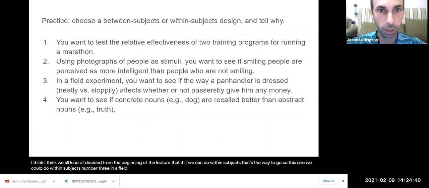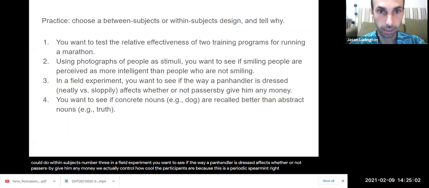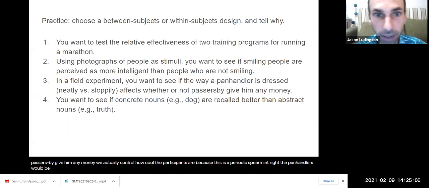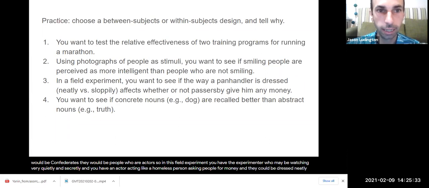Number 3, in a field experiment, you want to see if the way a panhandler is dressed affects whether or not passersby give him any money. Can we actually control who the participants are because this is a field experiment? Right. The panhandlers would be confederates. They would be actors. So in this field experiment, you have the experimenter who's maybe watching very quietly and secretly, and you have an actor acting like a homeless person, asking people for money, and they could be dressed neatly or sloppily.